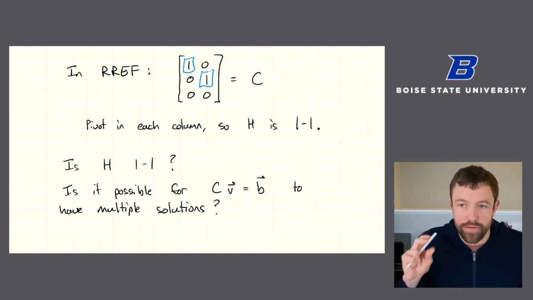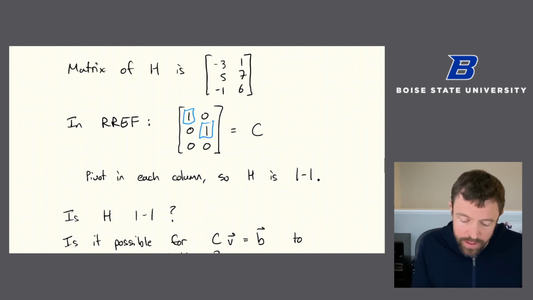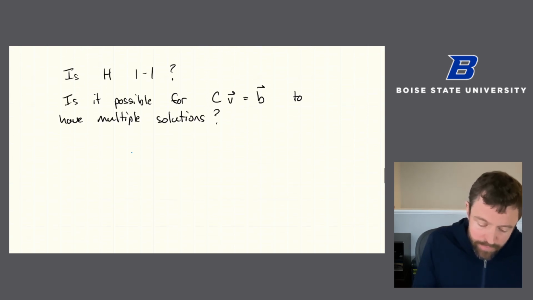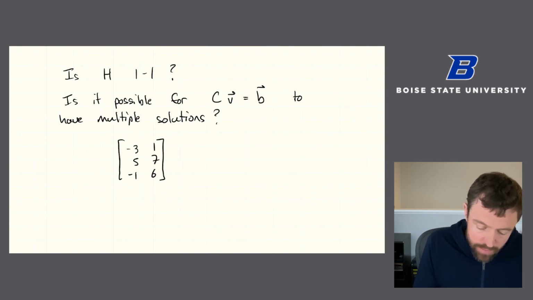Because if it is possible, then this is not one-to-one. But if it's impossible for that to happen, then it is one-to-one. And so how would we do this? Well, we would take this matrix and set up what that would mean. That would mean that we're solving the linear system with this augmented matrix.